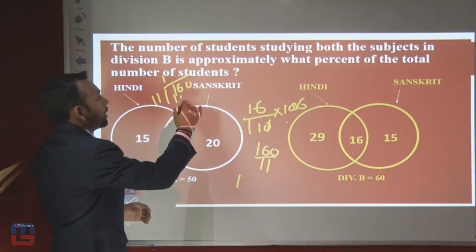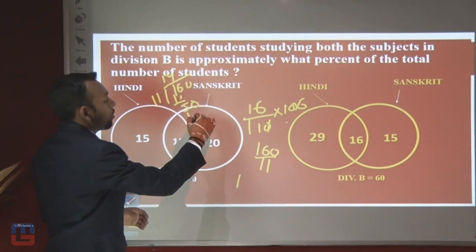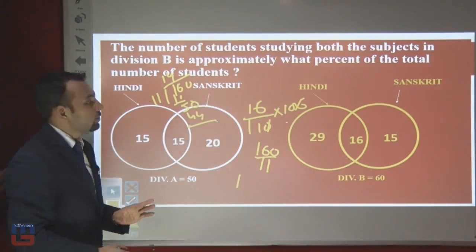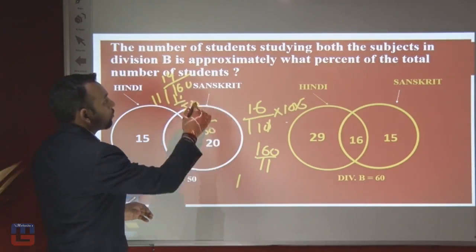160 will be divided by 11. So 11 one time is 11, that is 50. 11 four times, that is 44. All right. So 6 here, and this is 0.115.